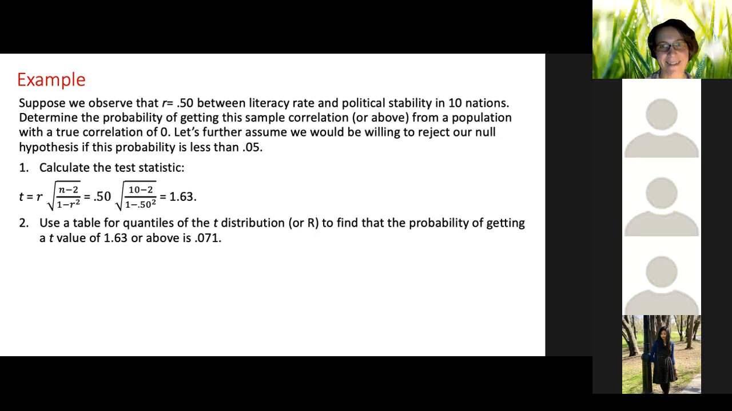How are you getting the probability of getting a t-value of 1.63 or above? Is it PT? Mm-hmm. And what do you have to give it? So what parameters do you need? I mean, obviously the t-value itself, but what else?